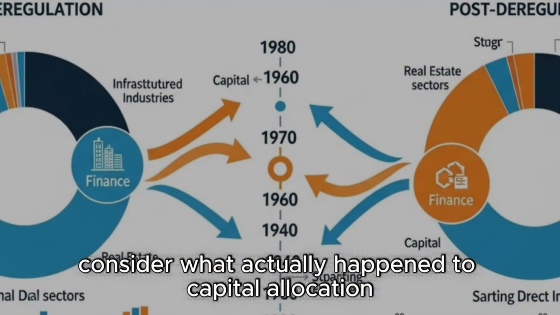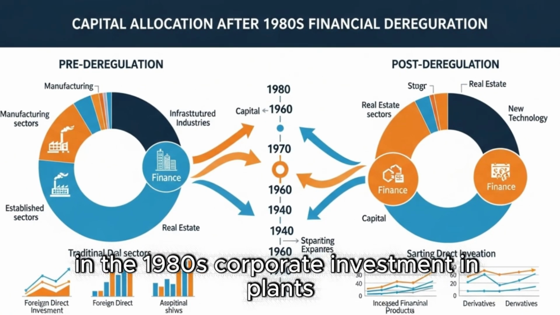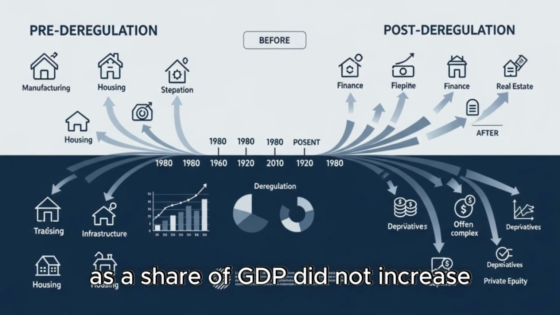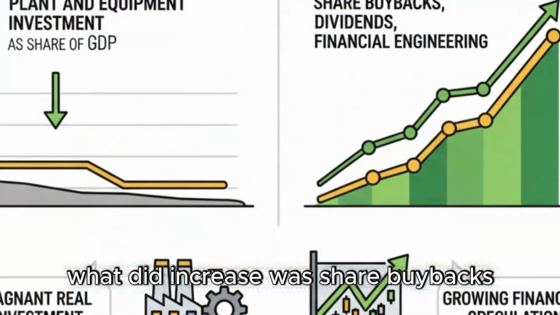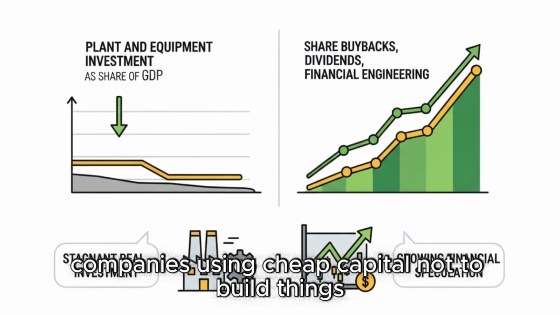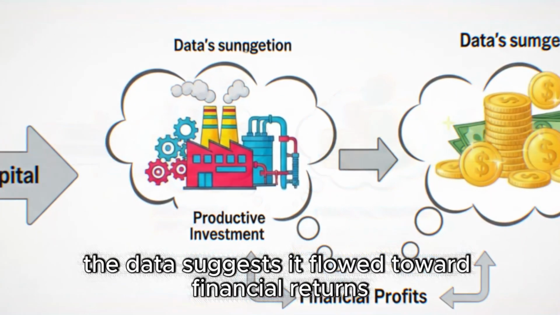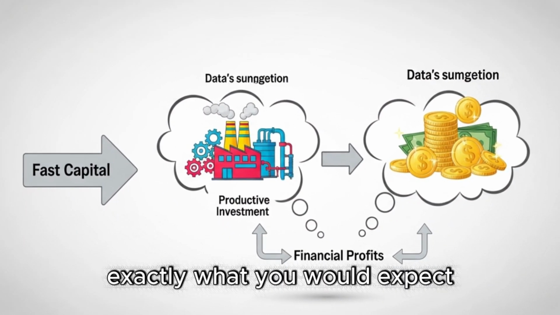Consider what actually happened to capital allocation after financial deregulation kicked into high gear in the 1980s. Corporate investment in plants and equipment, the physical stuff of the real economy, as a share of GDP, did not increase. It stagnated and in some periods declined. What did increase was share buybacks, dividend payments, financial engineering. Companies using cheap capital not to build things, but to inflate their own stock price. The theory said faster capital would flow toward productive investment. The data suggests it flowed toward financial returns, which is, when you think about it, exactly what you would expect.